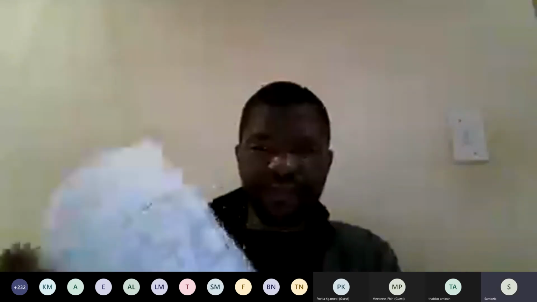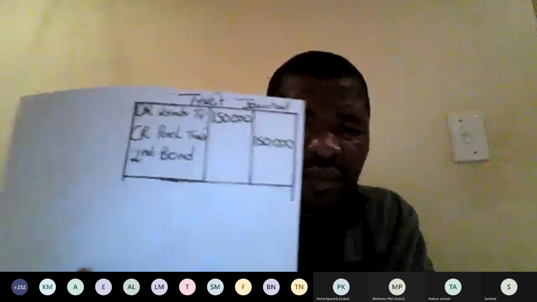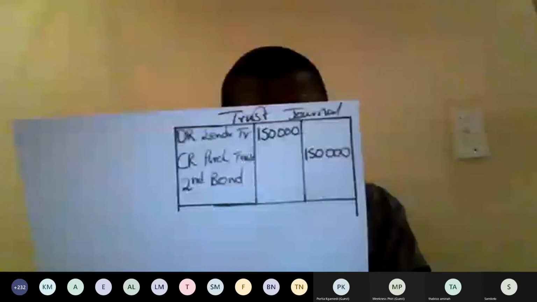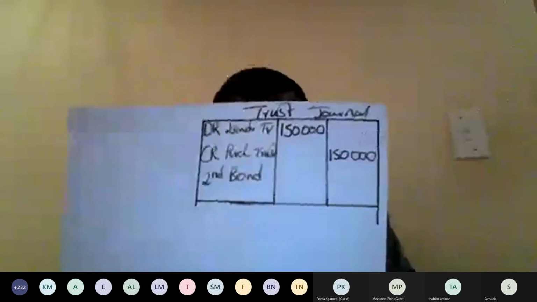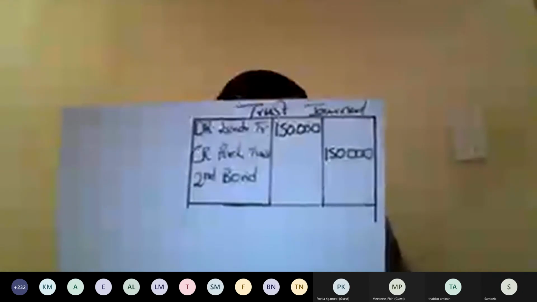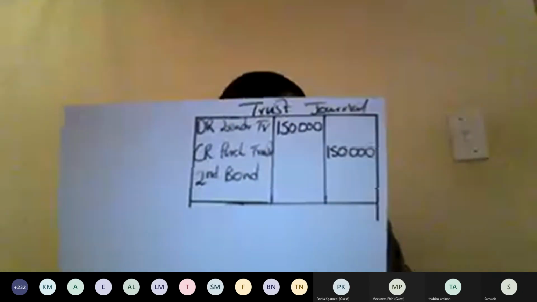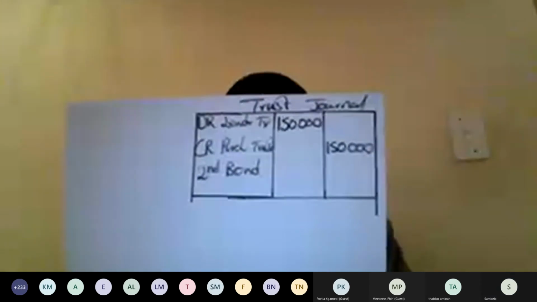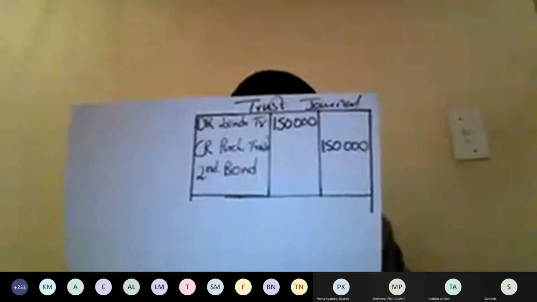That is in your trust journal then. In that trust journal, you are debiting the lender's trust 150,000 rand, and you credit the purchaser's trust 150,000 rand. That is transfer of the second bond.